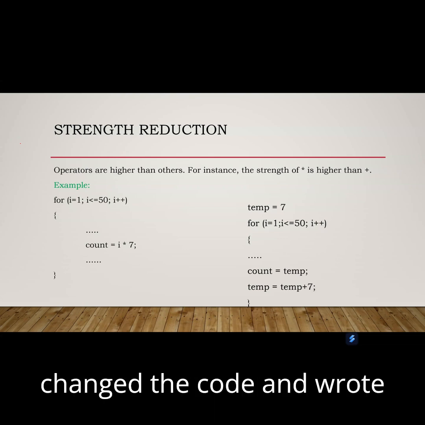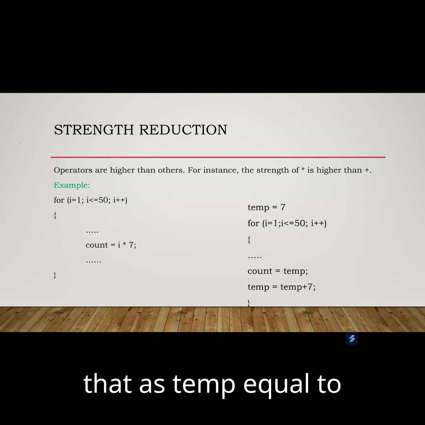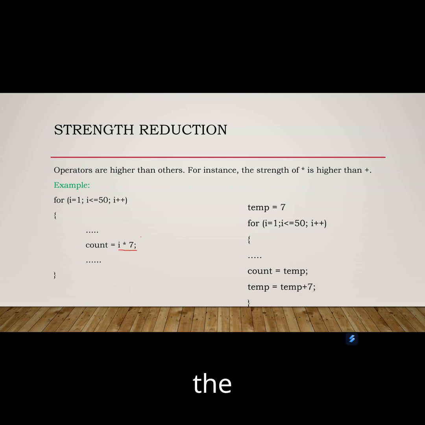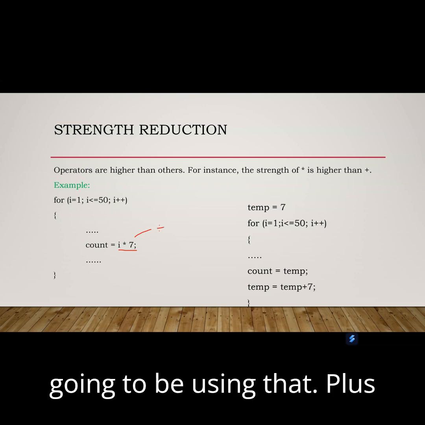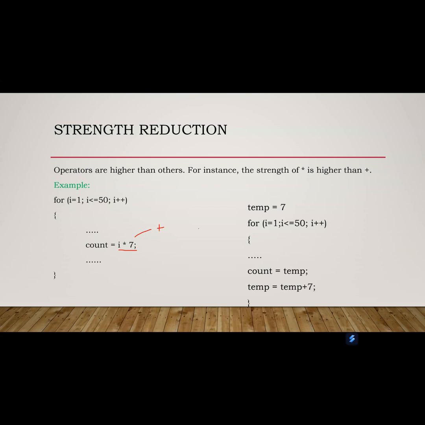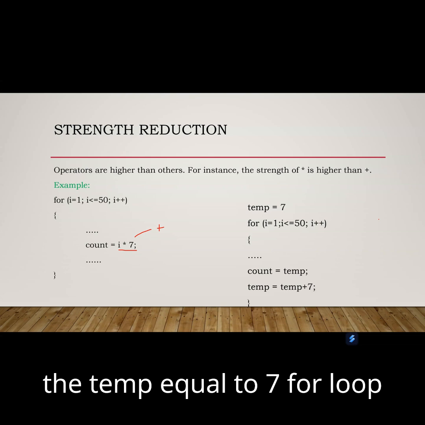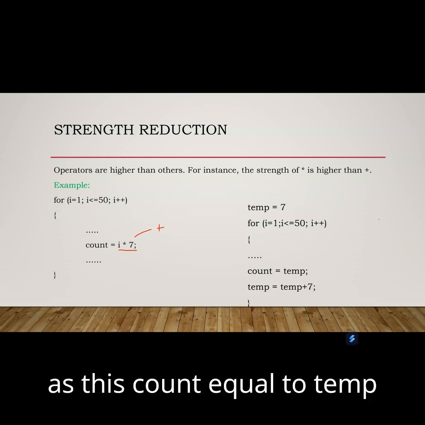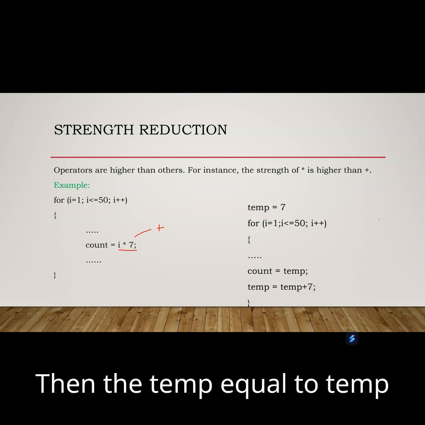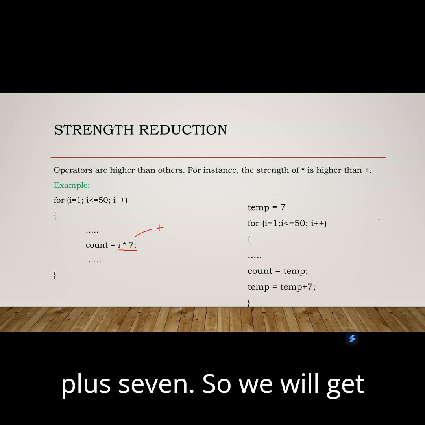For that, I changed the code and wrote temp equal to 7. Instead of star, I am going to be using plus. So here I wrote temp equal to 7, the for loop as it is, count equal to temp, that is count equal to 7, then temp equal to temp plus 7.